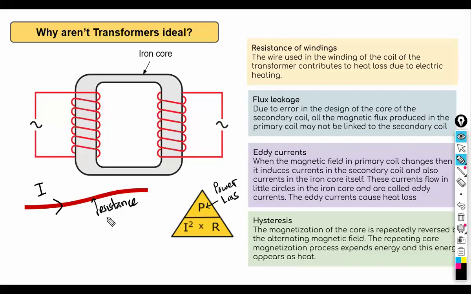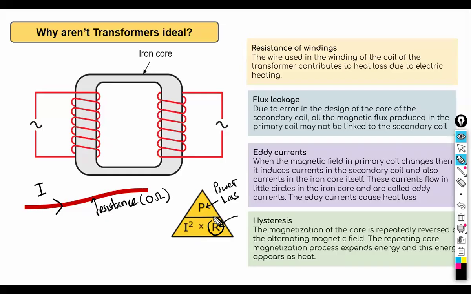Now, scientists are working on trying to create substances with zero resistance. It hasn't been invented as yet. But if you were able to create a piece of wire or a conductor with zero resistance, then the power loss, because I squared by zero, would be zero. That would be such an incredible invention. But like I said, they're working on it.